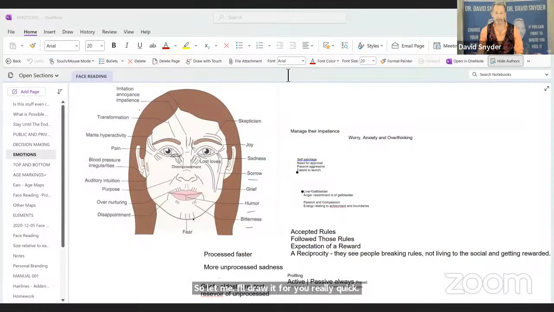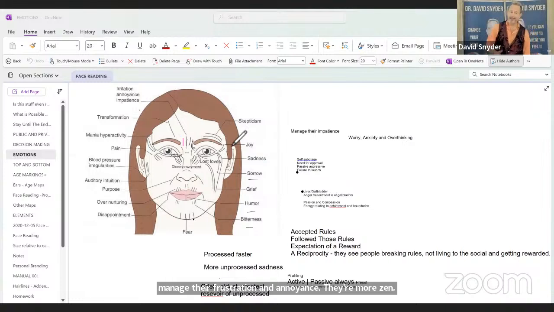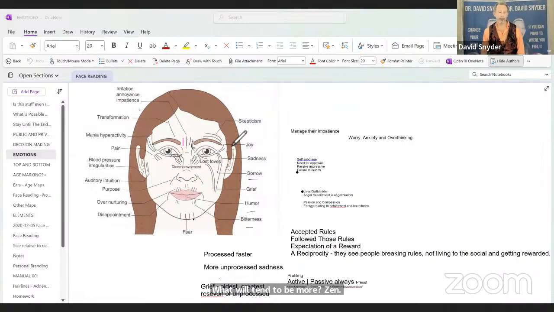Every now and then, you're going to see someone with 3 of these lines. So literally like 3 of these lines right through here. So they'll have 1, 2, 3. So I'll draw it for you really quick. So the line will now look like this. There'll be 3 of them. When you see this line, it indicates somebody who's actually learned how to manage their frustration and annoyance. They're more zen, or will tend to be more zen than somebody who only has the 2 lines.